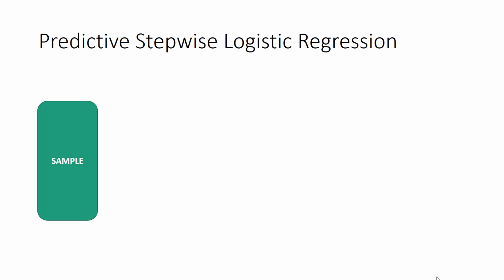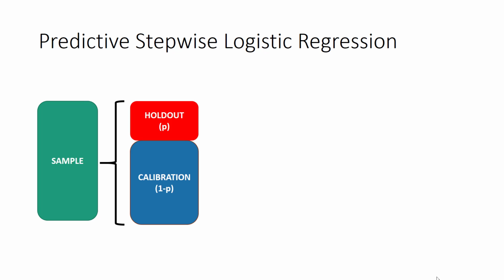So here we have our sample. That's the data that we have. Then we split the sample randomly into a holdout. We take P percentage of the sample randomly as a holdout and use 1 minus P percentage of the sample for calibration. So now we have a set of candidate predictors to add to the model. We have a current model, and we are trying to find out which one of the potential new predictors we should add next.